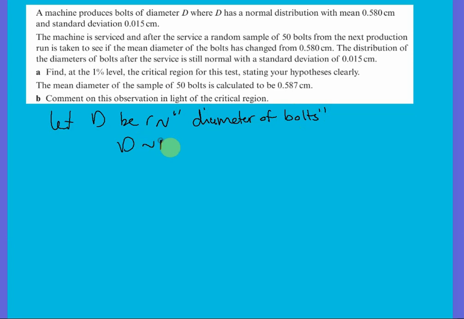D is distributed normally, and we've got a mean. That's nice, just got that straight off. And the standard deviation, super job. Remember to write the variance. So we've got a sample of 50 bolts.